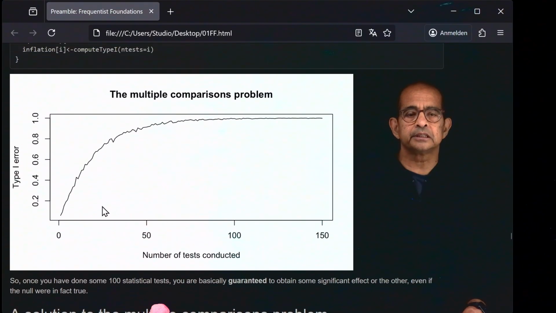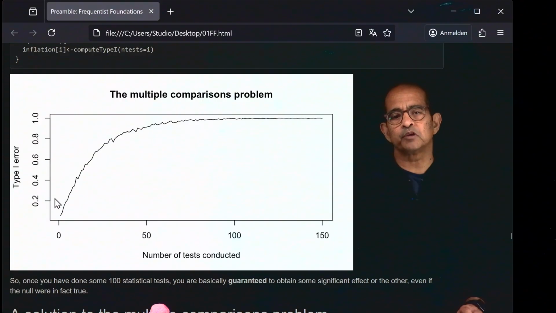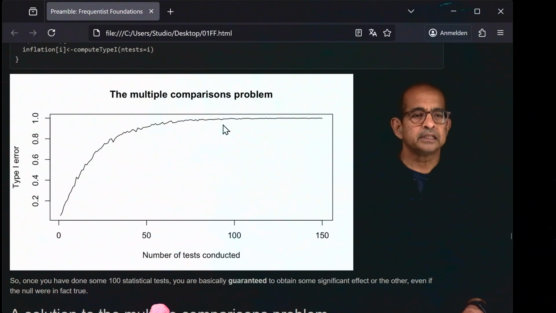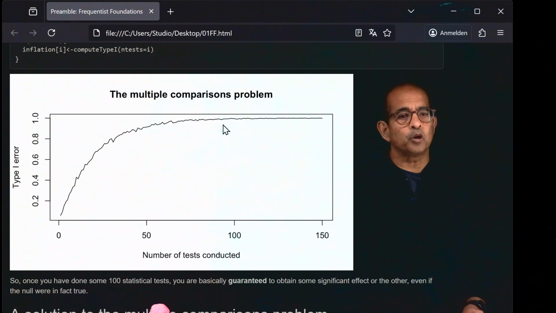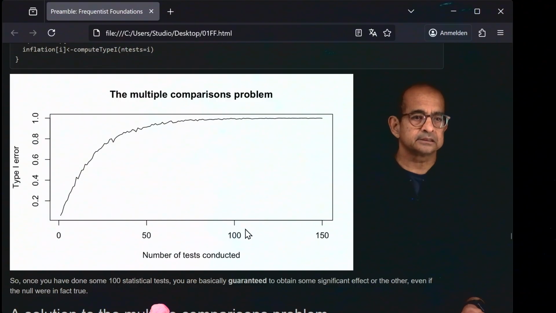If you look here, what I'm doing is increasing the number of statistical tests that I'm doing and computing the inflation in the type 1 error. And you can see that the type 1 error is inflating, going up all the way to 1 once I've reached about 100 statistical tests, right?